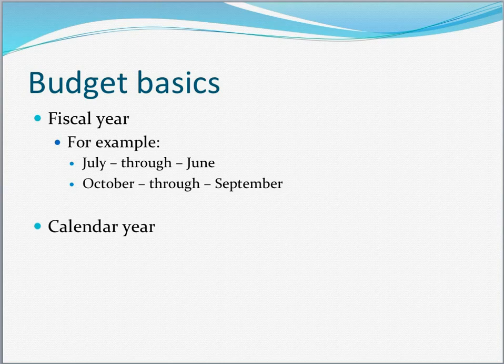Budget basics. We decide our budget either by the fiscal year, and some examples are from July to June or from October to September, or by the calendar year, from January to December. That will change in each library.